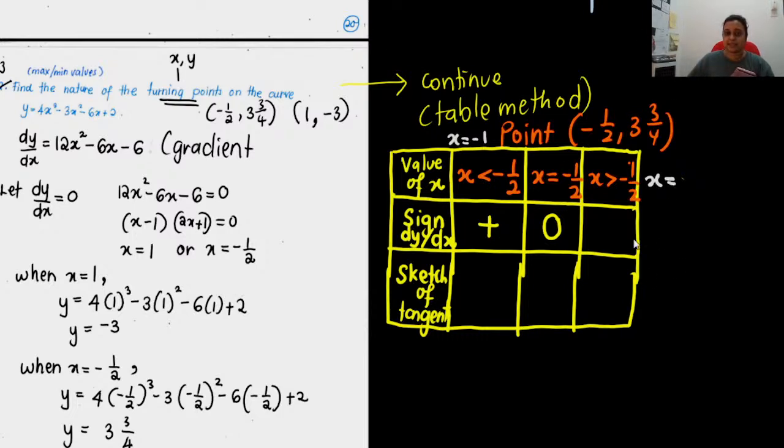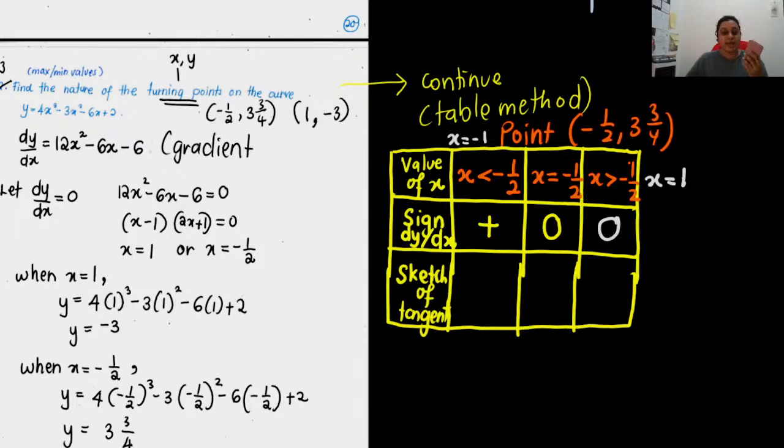Okay, next one. Let's choose a value x bigger than negative 1 over 2. Okay, I'm going to go for 1. Let's try 1. So I'm going to substitute inside the x value for dy dx. So 12 times 1 squared minus 6 times 1 minus 6. Okay, what am I getting? Bigger than negative 1 over 2. Oh, I cannot choose 1 here because I'm getting 0 also.